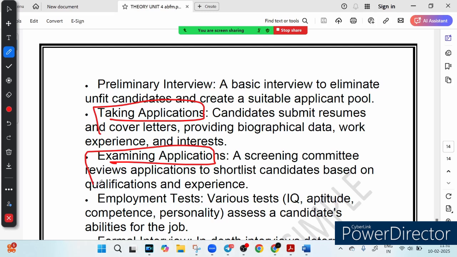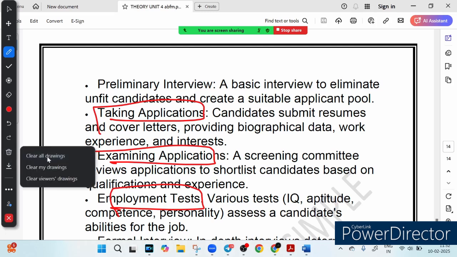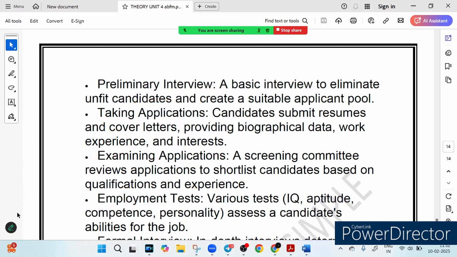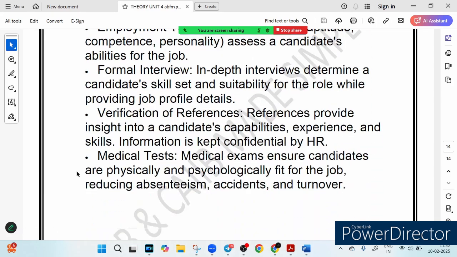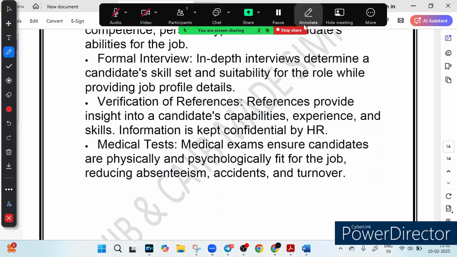relevant qualifications and experience. And then we have something called the employment test, which means test time. Companies may conduct IQ, aptitude and personality tests to check if a candidate has the right skills for the job. And finally, step 5 is the formal interview. You can see it written clearly here.